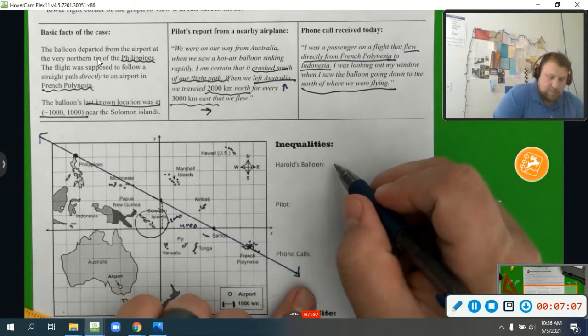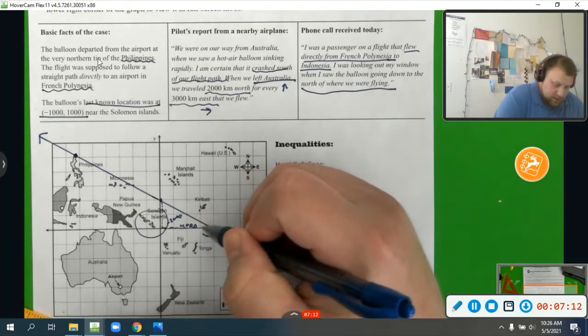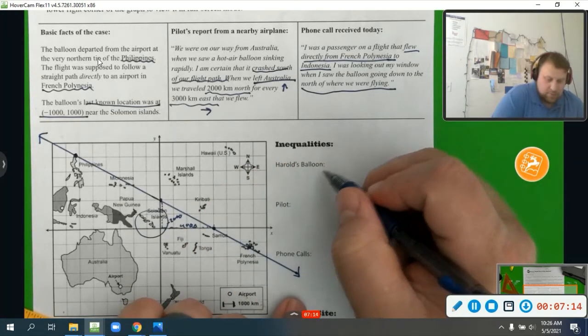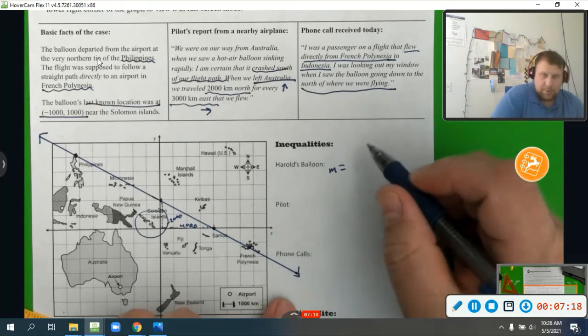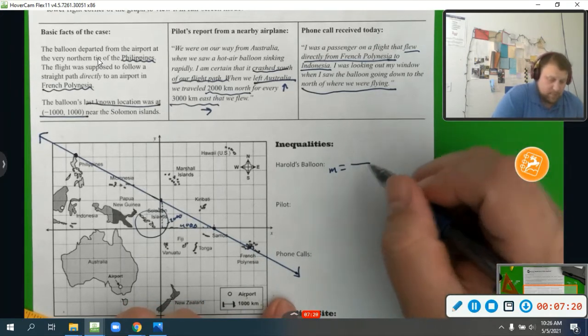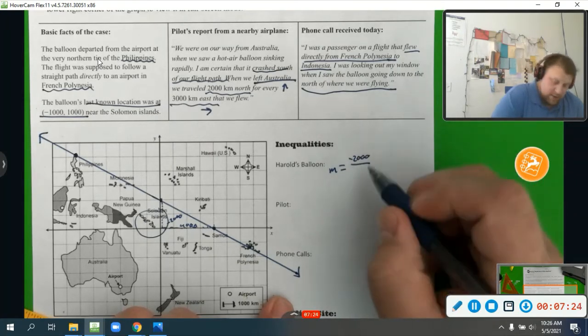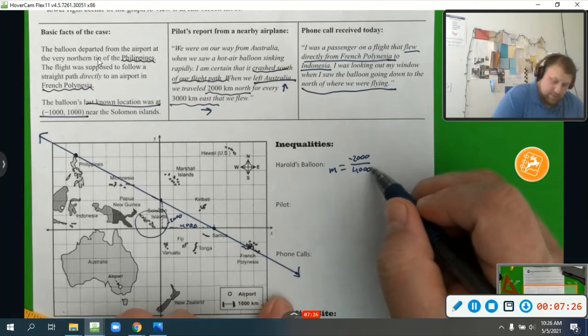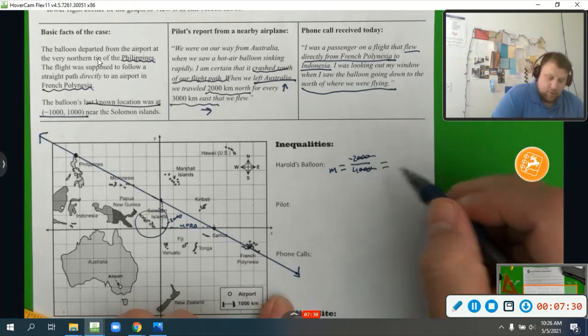So for Harold's balloon, here's what I now know. I just did a slope triangle, right? And that slope triangle is m equals, what's the rise? Remember, we always do the vertical height up top. It's negative 2,000 over what? 4,000. Which we can cross those zeros out. It's just negative 2 over 4 or negative 1/2.